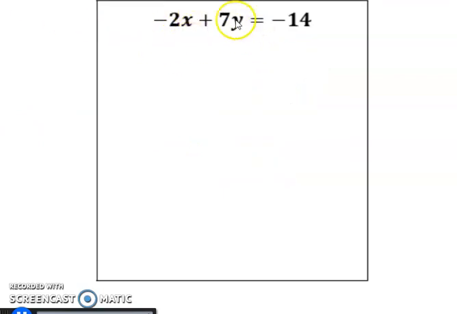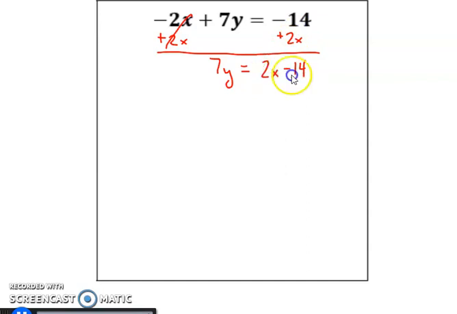Here we go. Negative 2x plus 7y equals negative 14. Zero out and keep your balance. All right, that's gone. I'm left with 7y equals 2x minus 14. Those are not like terms, don't put them together. All right, make my coefficient 1, divide everything by 7. 7 divided by 7 gives me 1y. Woohoo! 2/7 doesn't simplify, so I'm going to keep it 2/7 x. Negative 14 divided by 7 is negative 2.